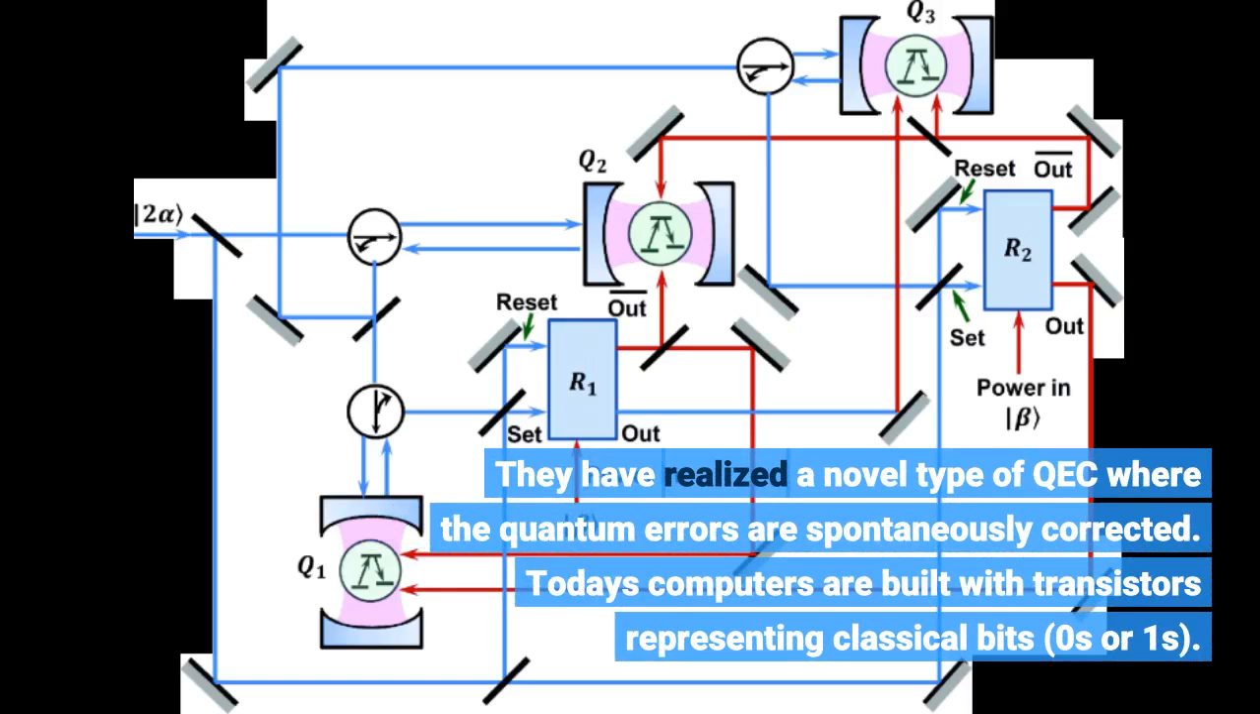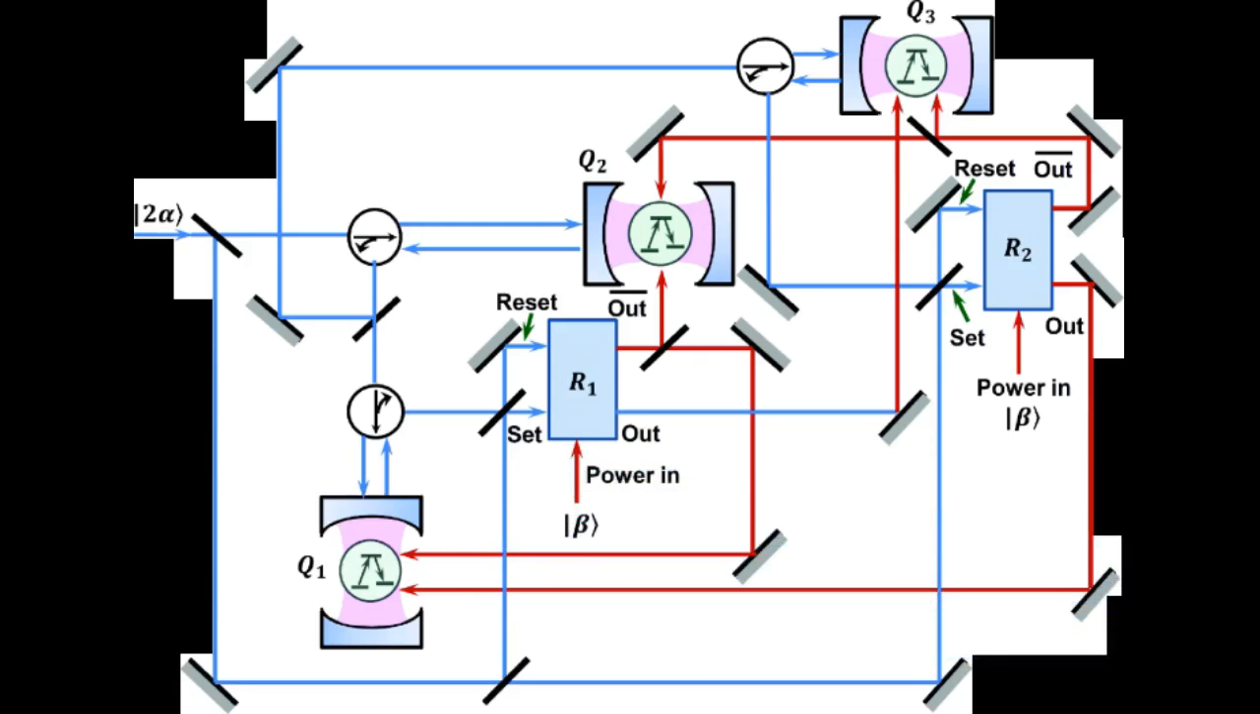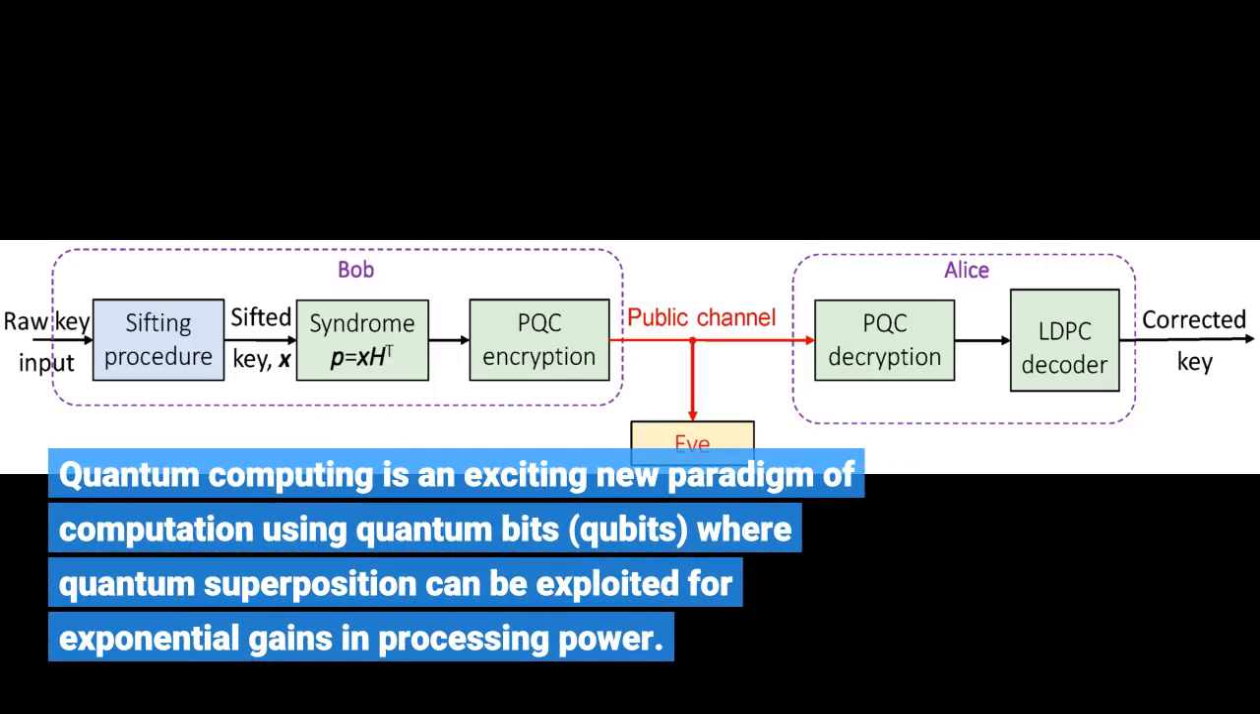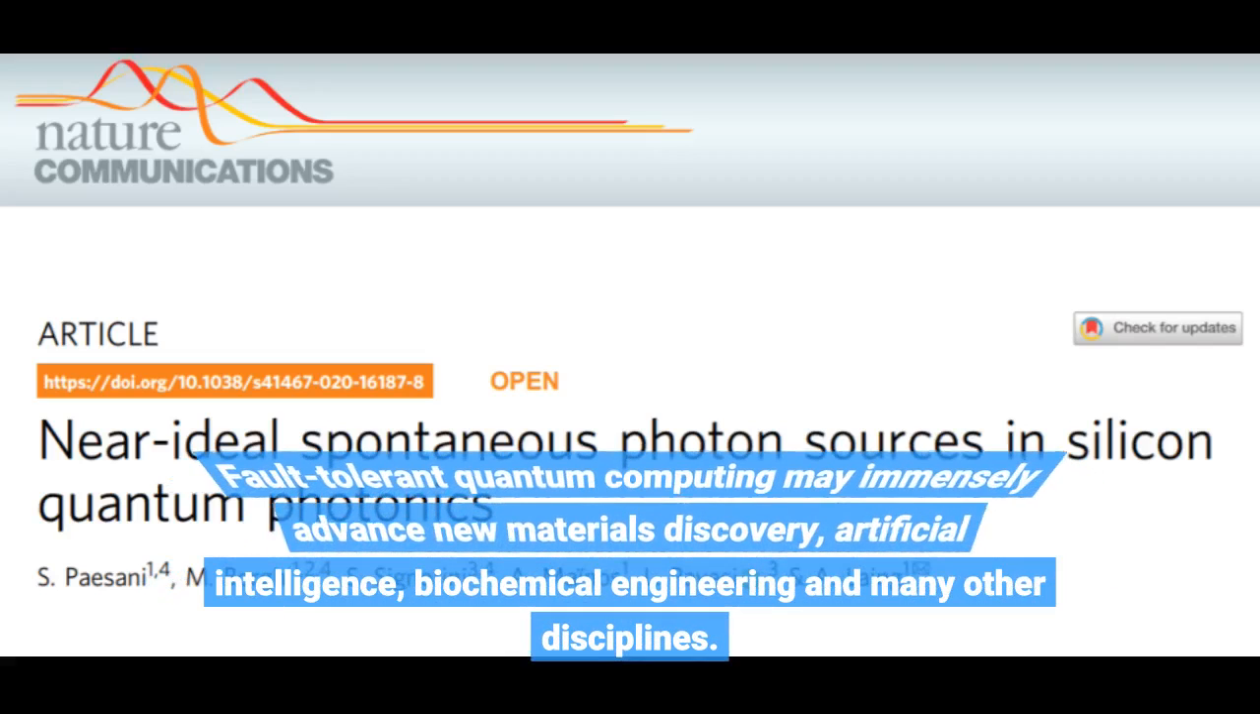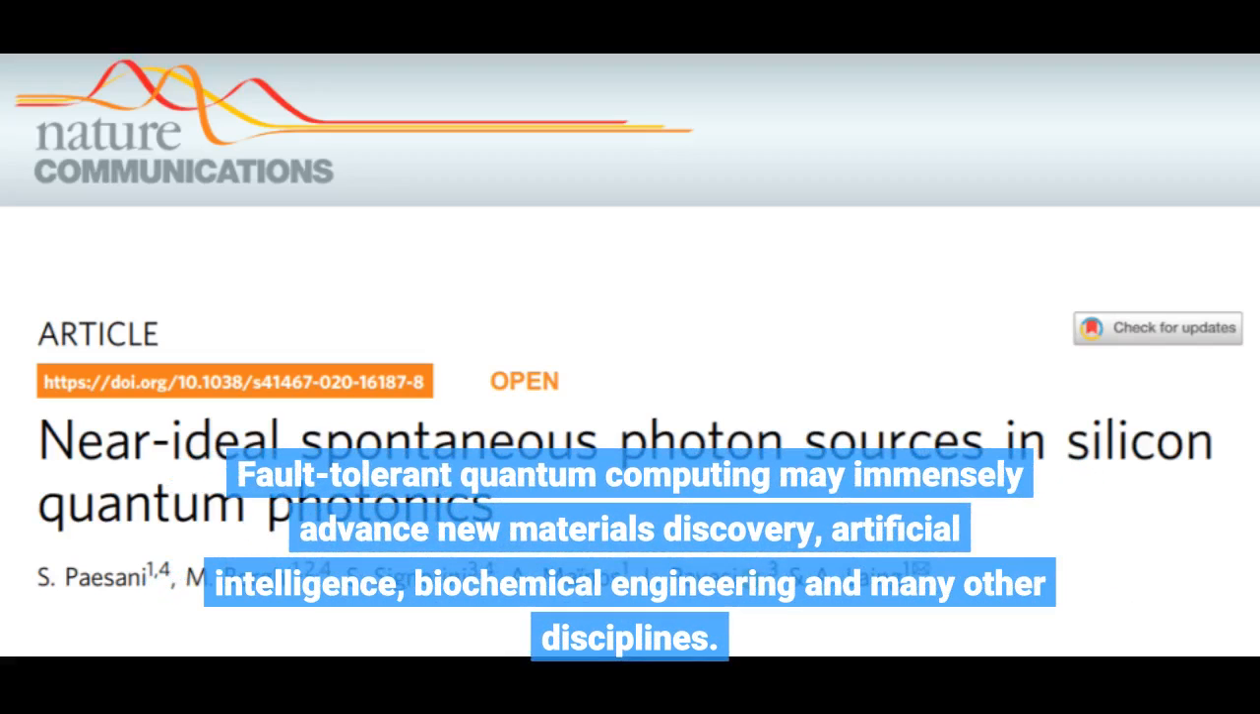Today's computers are built with transistors representing classical bits, zeros or ones. Quantum computing is an exciting new paradigm of computation using quantum bits, qubits, where quantum superposition can be exploited for exponential gains in processing power. Fault-tolerant quantum computing may immensely advance new materials discovery, artificial intelligence, biochemical engineering and many other disciplines.